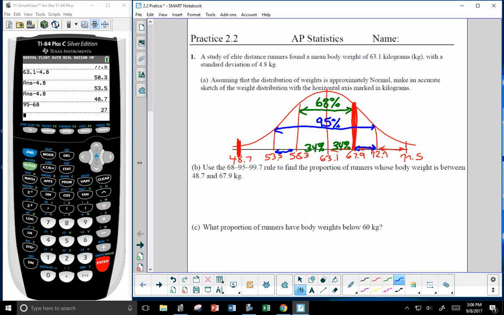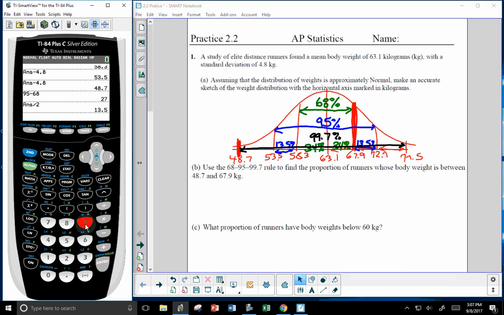And then to get the next gap, I know that 99.7% of the data is from here to here. So if I take the 99.7 and subtract the 95, that leaves me with 4.7 for those 2 gaps to share. This little section here and this little section here need to share 4.7. So I divide that by 2, and each one is 2.35%.